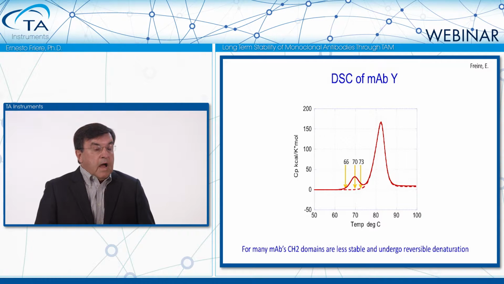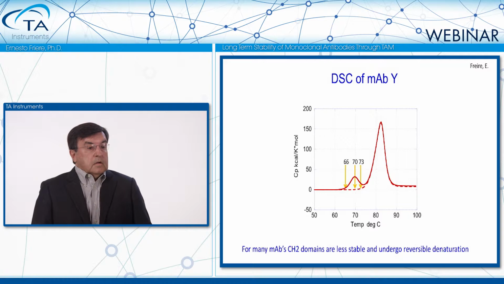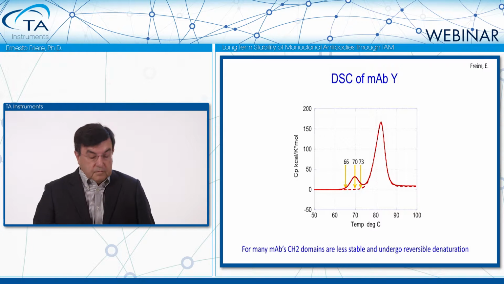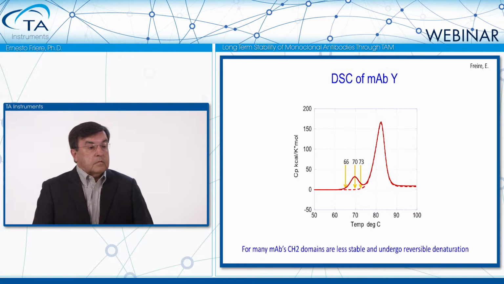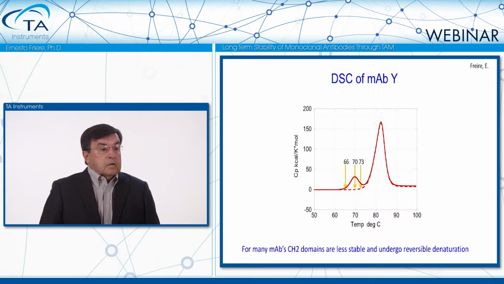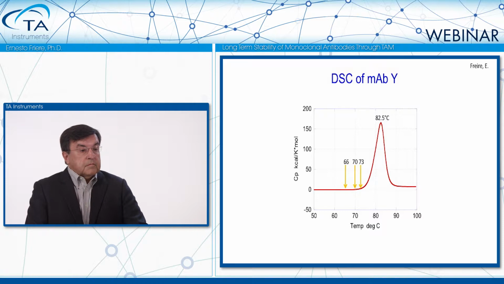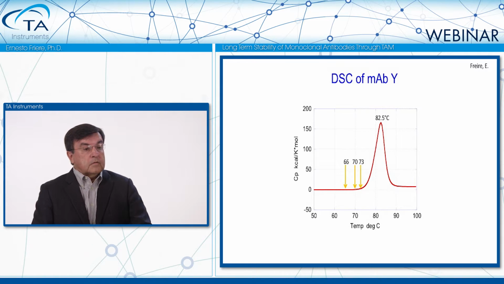And the TAM is going to be blind to that reversible transition because there is not an active process of heat production as a function of time. It's an equilibrium situation. And therefore, in calculating the temperatures to start the TAM experiment, we consider the main peak and do experiments in this case at 73, 70, and 66 degrees. The main transition was 82.5 degrees centigrade.